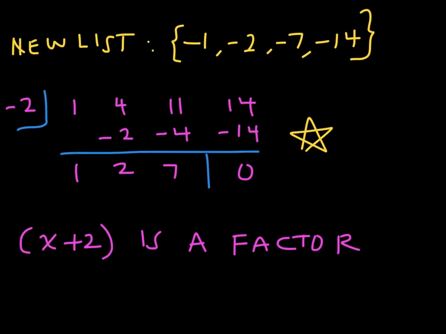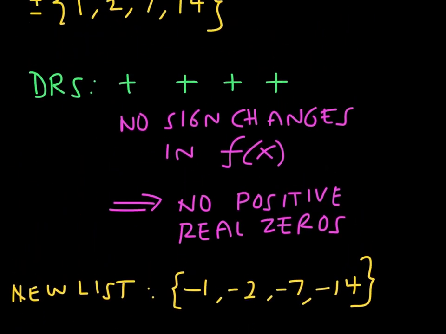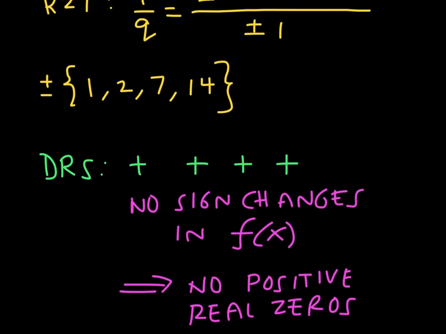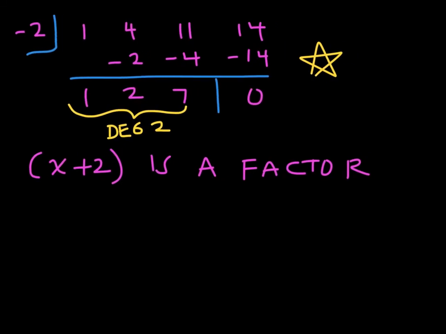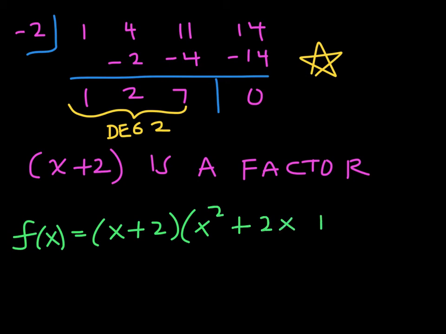Now the original polynomial was degree 3. That means the quotient is degree 2, right? So this is what I would like to do. Your function, what was the name of your function? Do you remember? There it is, f of x. So f of x is now equal to x plus 2 times this degree 2 polynomial, which says 1x squared plus 2x plus 7.